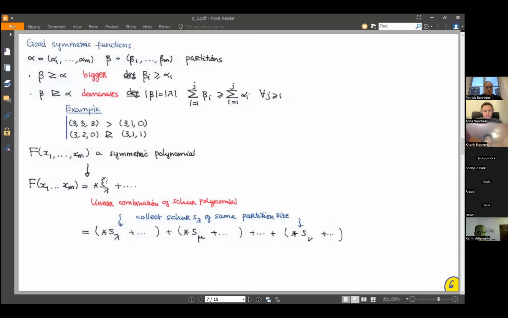And as you know before, for a symmetric polynomial F of m variables x1 to xm, we can rewrite it as a sum of Schur functions, because the set of Schur functions is a basis of the ring of symmetric polynomials. And now when we collect the Schur functions of the same sign into brackets, we have this nice expression here. And I suppose that the Schur functions in each bracket have the same sign.